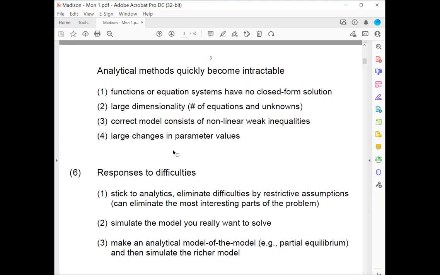Another thing I should add is a lot of analytical methods only give you qualitative answers. Like, okay, the derivative of variable X with respect to parameter alpha is positive. Okay, let's go home. Well, how positive? How big? So my approach was to begin to use simulation analysis as a complement to analytical methods.